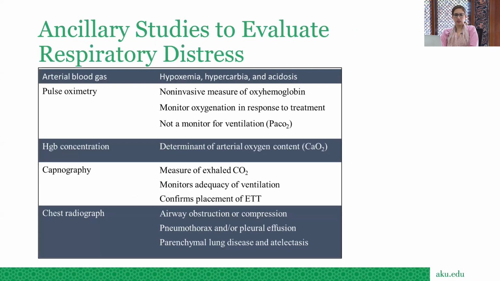Some of the ancillary studies to evaluate respiratory distress include an arterial blood gas, and we may look for hypoxemia, hypercapnia, and acidosis. Pulse oximetry is a non-invasive method. So even if you do not have an arterial line or we cannot do invasive testing, pulse oximetry would be there and would be able to monitor oxygenation and response to treatment also. But again, having said that, we would not be able to monitor for ventilation. Hemoglobin is there, capnography is there, chest radiography. You may look if there's airway obstruction, pneumothorax, parenchymal lung disease, or atelectasis.